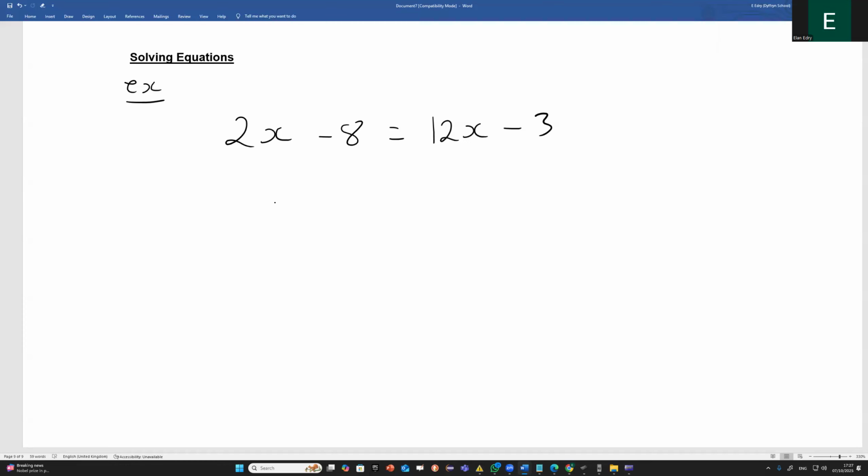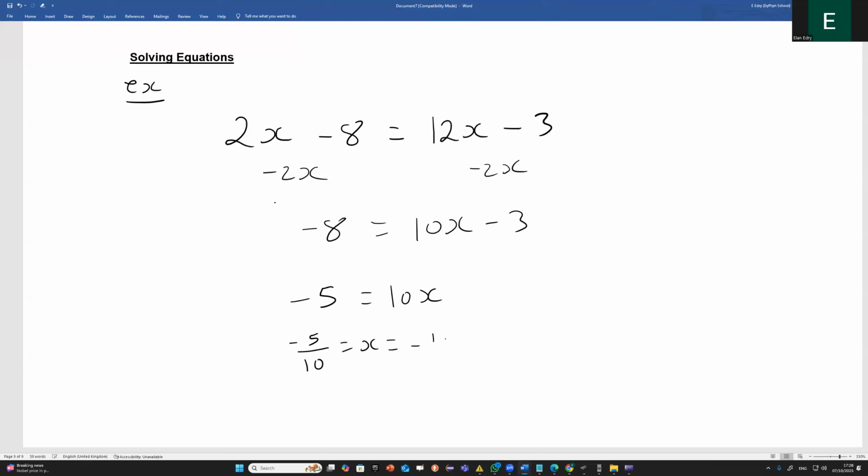So we take away 2x from both sides, yeah, that's exactly right. So we get minus 8 equals 10x minus 3. And then we could add 3 to both sides. So minus 5 is 10x. And then you'd divide by 10 on both sides. So x equals minus a half. That's great. So x on both sides is fine.